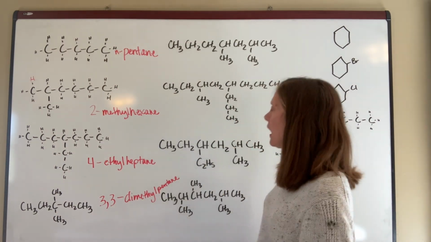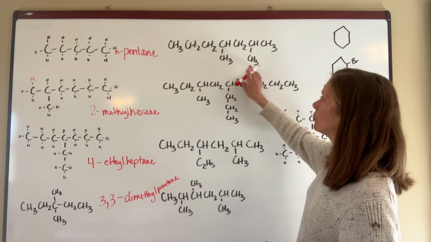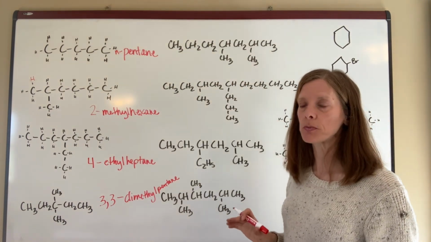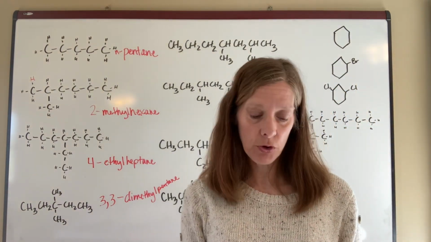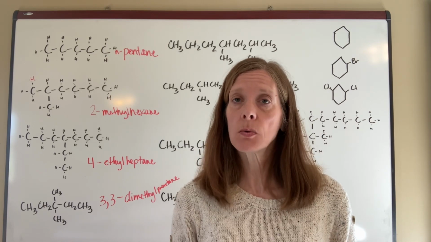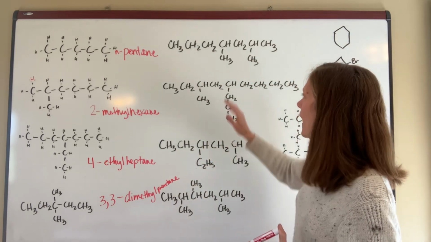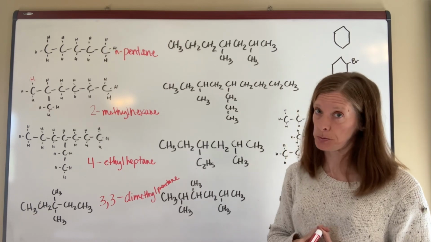All right. If they're hanging off 2 different ones, then obviously you're going to have 2 different numbers. You have to number your longest chain in a way so that the numbers that you have are going to be as small as possible.